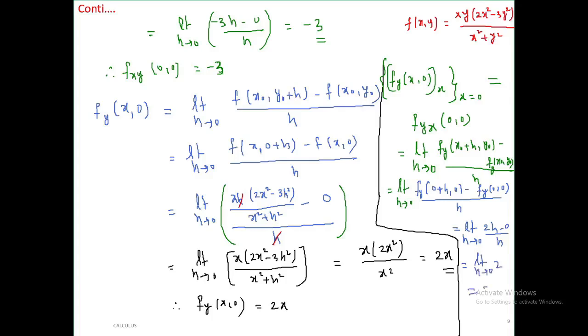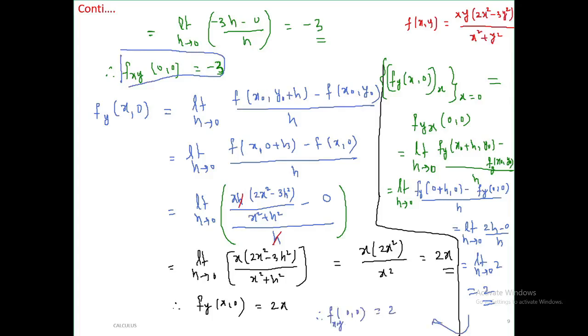Answer is 2. So this is f_xy at (0, 0), and this is f_yx at (0, 0). Both are not equal: one is minus 3, and that is 2. So finally, f_yx at (0, 0) is 2.